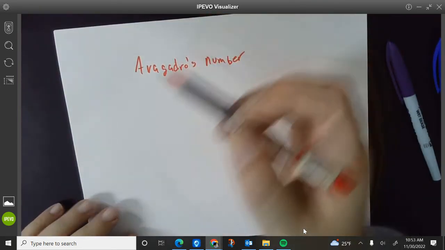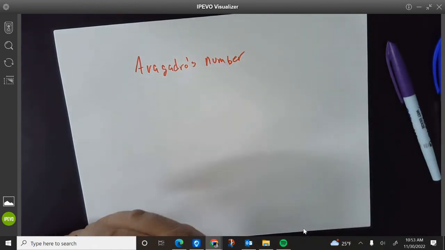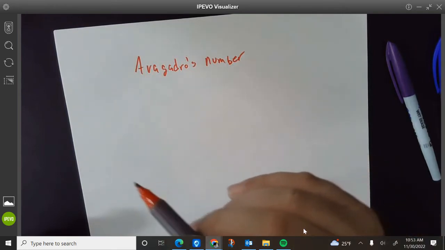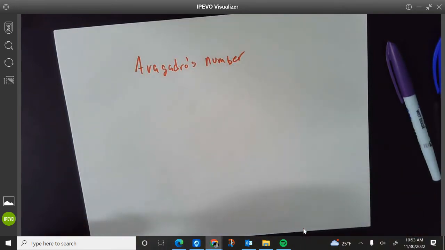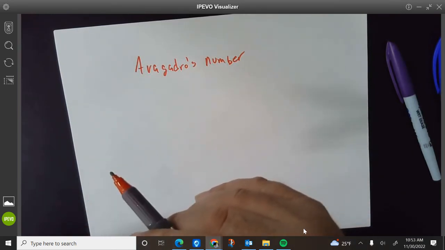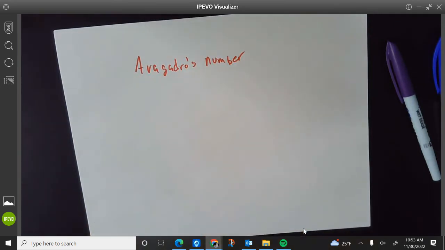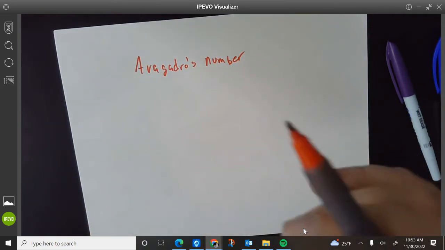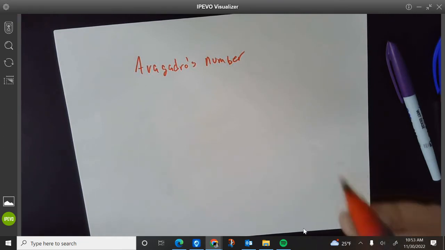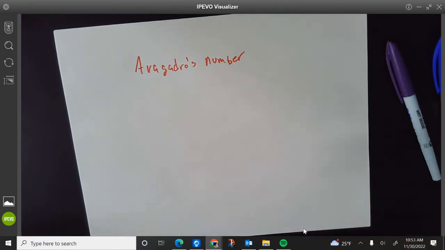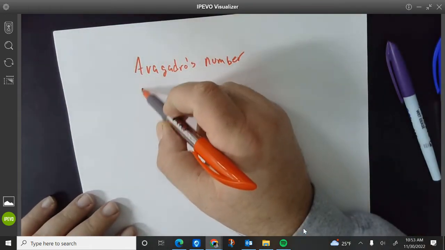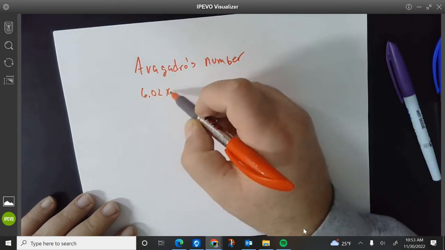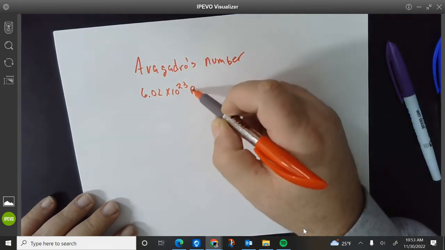So, Avogadro's number is based off of how many particles it takes for a substance to equal its atomic mass in grams. It was originally done using carbon 12. They said this is how many particles it takes for carbon 12 to equal 12.01 grams. And then they found out as they ventured out from that, it doesn't matter what the substance is, it will always take the same number of particles to equal its mass in grams. Okay? This number is 6.02 times 10 to the 23rd particles.